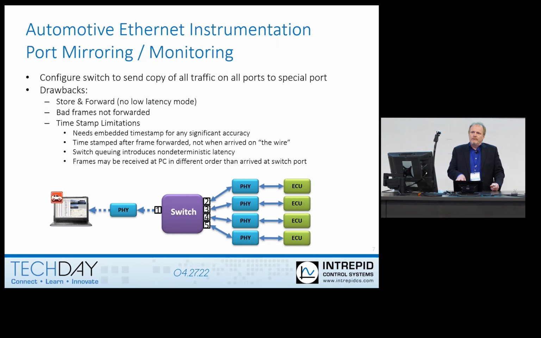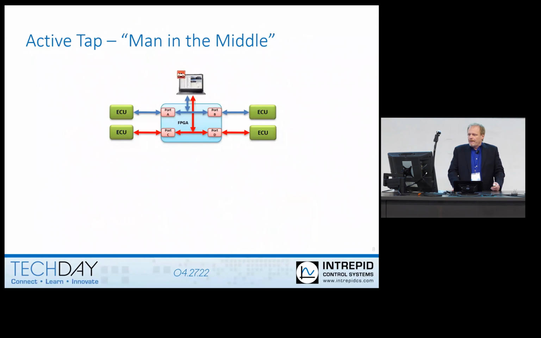But if you need precision timestamps and you need to know that the messages are being displayed in the order they were received at the switch or in the network, you need something called an active tap. What an active tap is, is a man in the middle. So instead of connecting all the devices to a switch, you insert this active tap between ECUs.